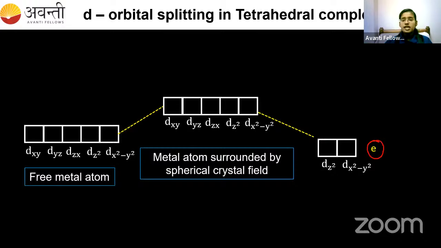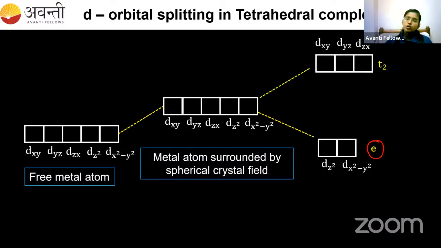Here we should not say EG. Okay, it is E. Clear? And the first three, XY, YZ and ZX, they will go higher in energy. We call all these three together the T2 orbitals. It is not T2G, it is T2. In case of tetrahedral, we should not use the letter G. Okay, E and T2. Now the gap between E and T2 is called delta T.